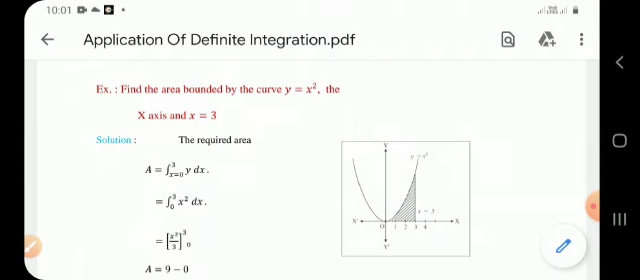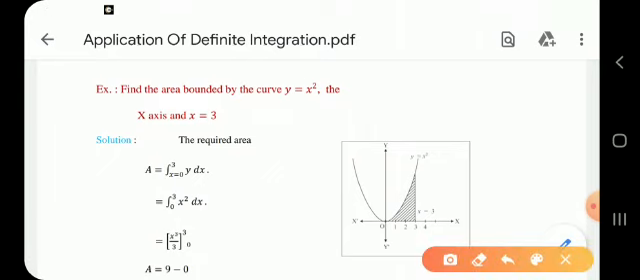Then to find this required area, here we have a formula. A is equal to integration from 0 to 3. Now why 0 to 3? Since the initial point is 0 and our line is x is equal to 3. So the limit is from 0 to 3 of y dx. Now everyone knows y is x square. We replace this y by x square.